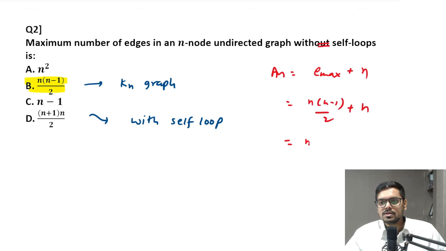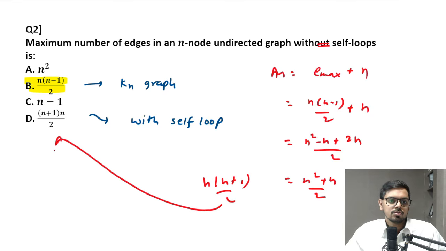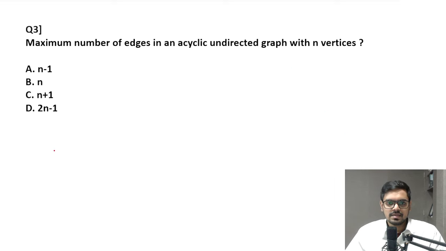So do the calculation, okay, let me write in this way, n square minus n plus 2n by 2. So that is equal to n square plus n by 2. So that is n into n plus 1 by 2. So that is option D. So if they ask with self loop, then you will say without self loop plus consider all the self loops. Without self loop is n into n minus 1 by 2, and if you consider the self loops, n vertices will have n self loops, so add them, the answer comes out to be n into n plus 1 by 2. That is one more good question if in future GATE exam they ask.